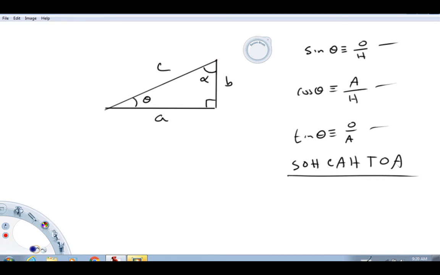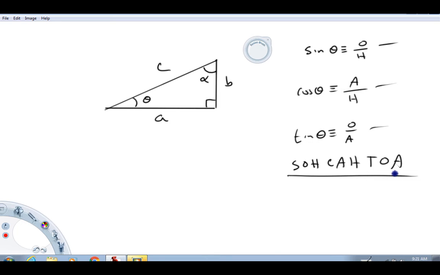All right. This is a short little mnemonic device, SOHCAHTOA, for remembering these. Sine is opposite over hypotenuse. Cosine is adjacent over hypotenuse. Tangent is opposite over adjacent. Now, this video is just meant to be a quick introduction to these trig functions.